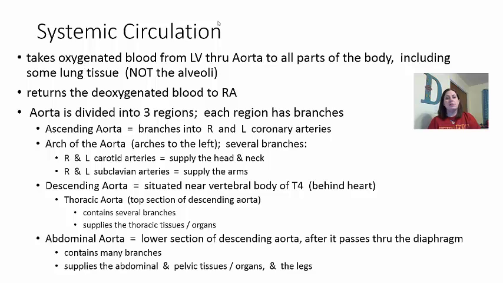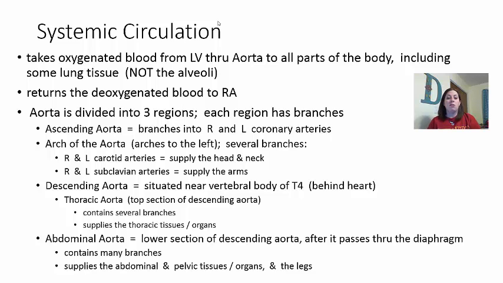So let's look at systemic circulation first. Systemic circulation takes oxygenated blood from your left ventricle through your aorta to all parts of your body. This includes some of your lung tissue. This is not the alveoli of the lung tissue though, where gas exchange takes place. This is the lung tissue to which we drop off oxygen and nutrients so the lungs can stay alive as well. This area also returns the deoxygenated blood back to the right atrium.